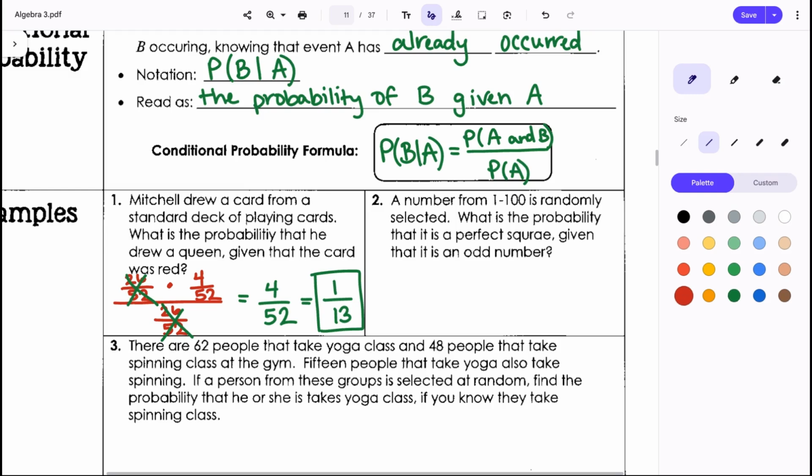Okay, number 2. A number from 1 to 100 is randomly selected. What is the probability that it is a perfect square given that it is an odd number? So again, if we think about our fraction, the given that it is an odd number, that's the first event. That's event A. If you have numbers 1 through 100, how many of those numbers are going to be odd? 50. Half are even, half are odd. So 50 over 100 is going to be on the top for event A and on the bottom for event A.